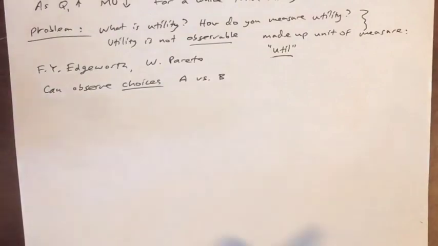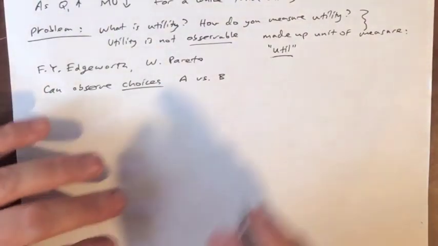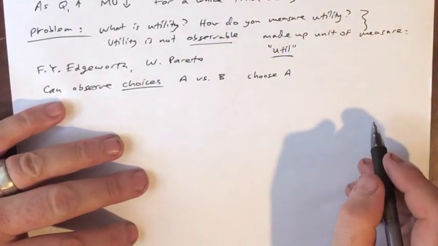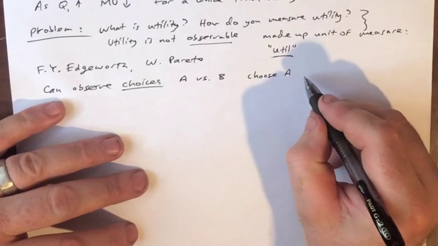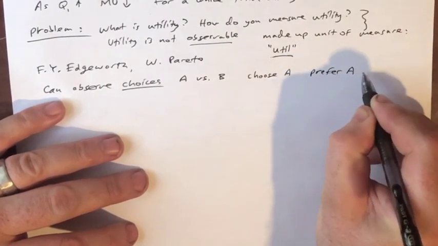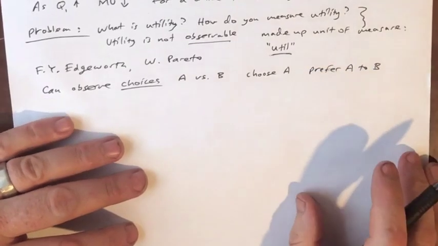We're not even going to introduce prices to the question. We're just going to say choose A or choose B, all right? So let's say that a person chooses A. Well, okay, why did you choose A? Well, I don't know. I prefer it. I prefer A to B.